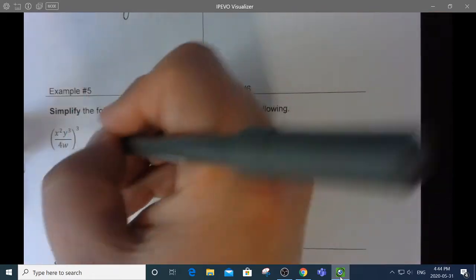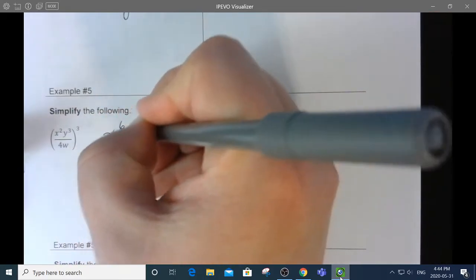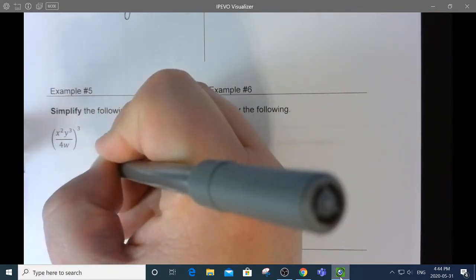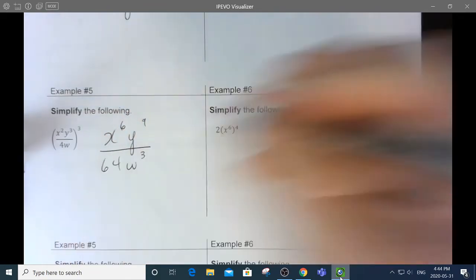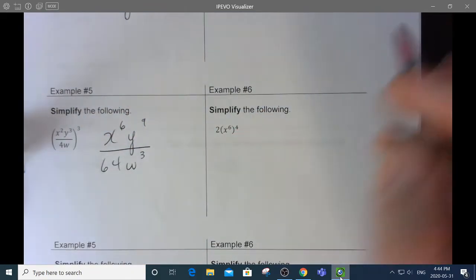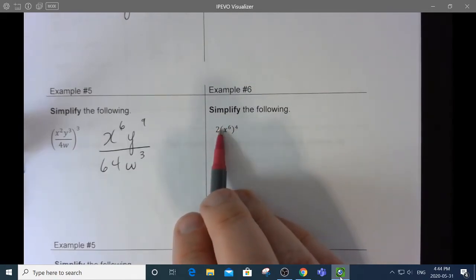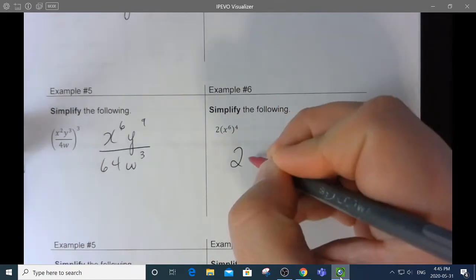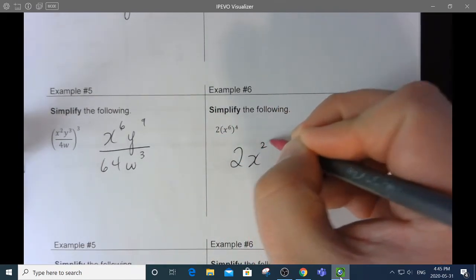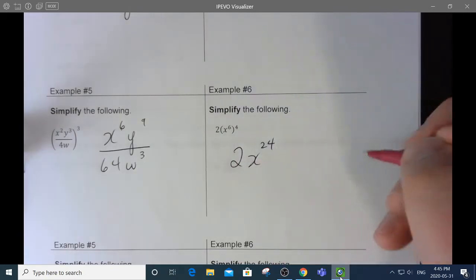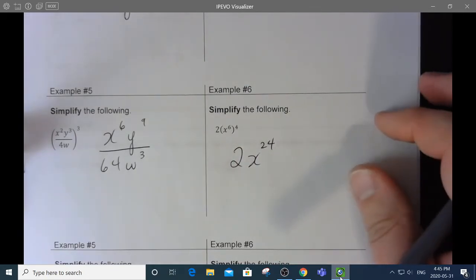Here, did you get x to the 6, y to the 9 over 64w cubed? And here, make sure you understand that this 2 is not being taken to the power of 4. BEDMAS says do exponents, then multiply. So this is 2x to the 24. It is not 16x to the 24. Make sure that makes sense to you.